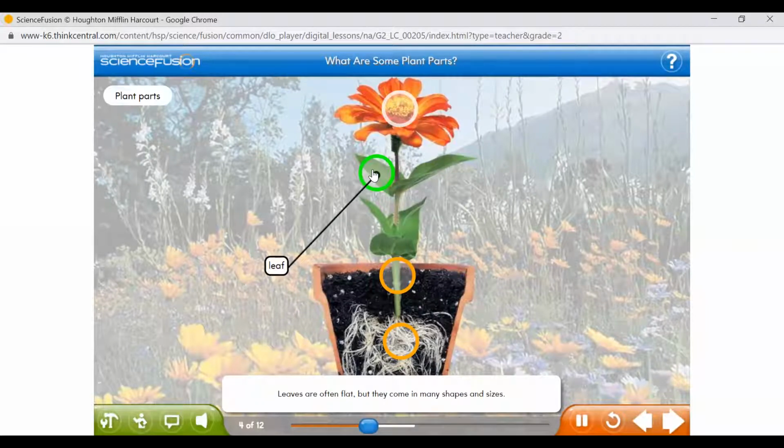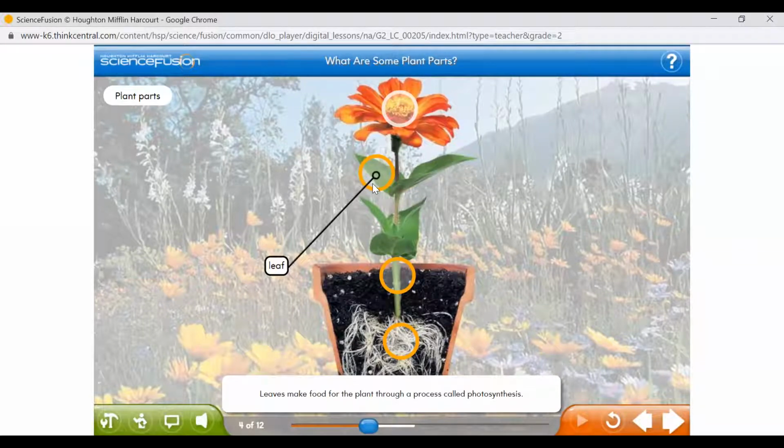Leaves are often flat, but they come in many shapes and sizes. Leaves make food for the plant through a process called photosynthesis. Exactly. So leaves can be in many shapes and colors, but they are always making food for the plant.